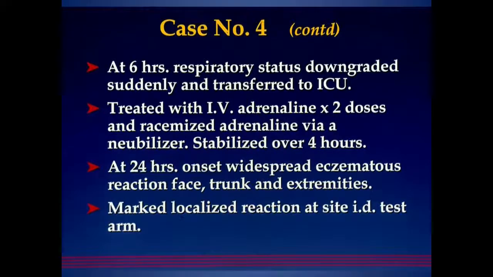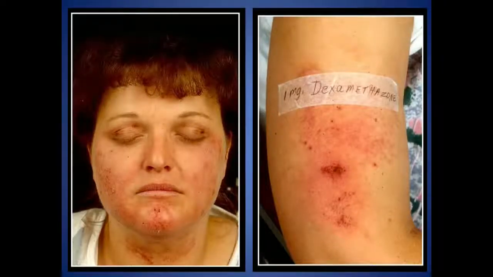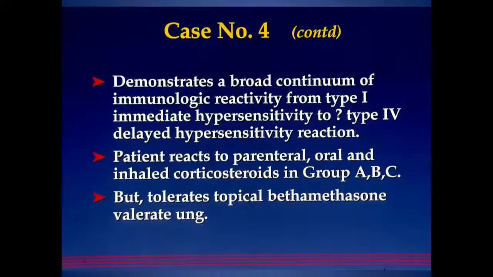and then she came back with this widespread eczematous dermatitis at the site of the dexamethasone and also on her face. So she is a person that's demonstrating this broad continuum of immunological reactivity, type 1 immediate hypersensitivity, but also type 4. And she seems to be reacting to Group A, or Group 1 now, and Group 3, but also Group 2, because she reacted to her Pulmicort inhaler, which is budesonide, so that's Group 2.